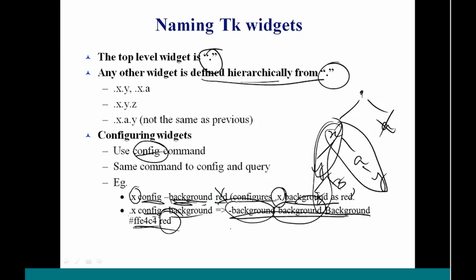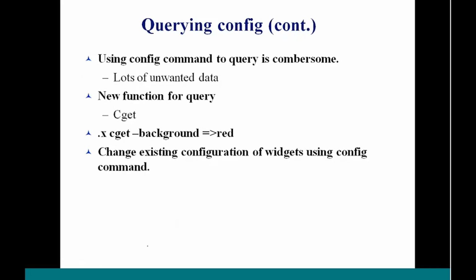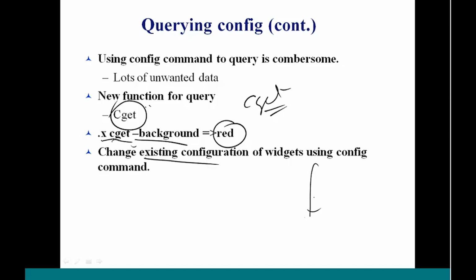One thing we notice is, I can query these, but these things are just noise. I don't want any of these. I only want to know what is the background color, and I want to know just red. So how do we do it? Here there is one additional function that got defined, which is a synonym for config get, called cget. When you give that command with .x and the option, which is background, you directly get just red. So it's a very handy command called cget. So keep that in mind. And in fact, if the window is already configured, we can change the existing configuration of the widgets using the config command.